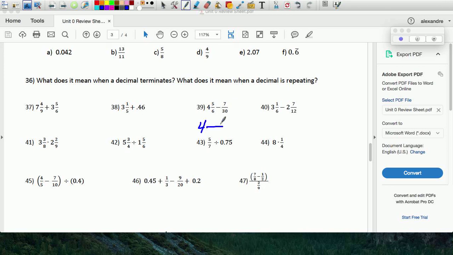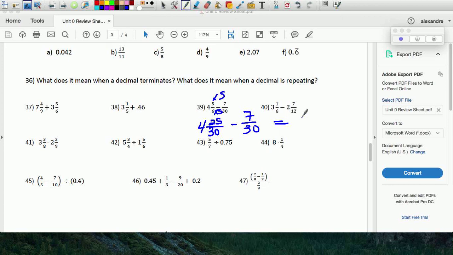4/6 is, let's change that to something over 30, because that's the LCM, right, the smallest multiple that is in common. So this is already a 30, that stays. So how did the 6 become a 30? Times 5. That's times 5 over here is 25. So it becomes 4 and 25 over 30 minus 7 over 30.